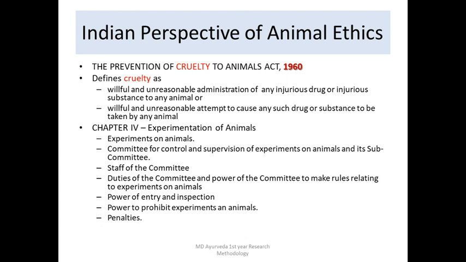This Prevention of Cruelty to Animals Act 1960 contains many chapters. Among these, Chapter 4 deals with the experimentation on animals, and it talks in detail about experiments on animals, committees for control and supervision of experiments on animals and its subcommittee, the staff of the committee, duties of the committee, and power of the committee to make rules relating to experiments on animals, power of entry and inspection, power to prohibit experiments on animals, and penalties.